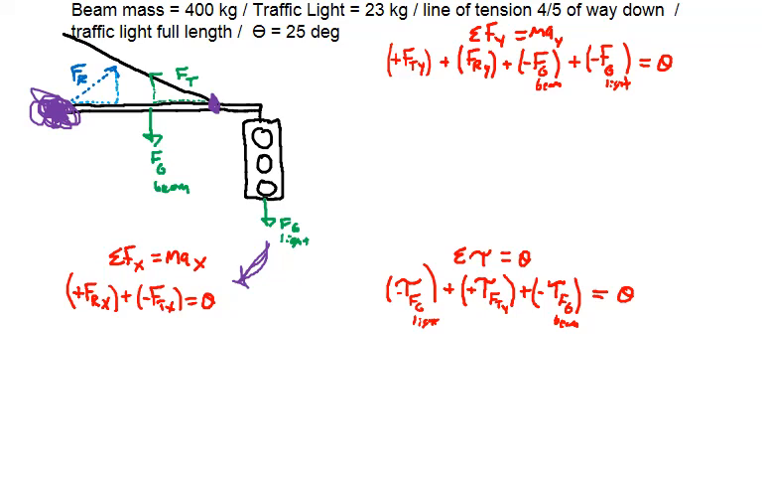So in this case, there's no torque caused by the reaction force because it's located at the axis of rotation. So we have the negative torque from the light, the positive torque from the force of tension in the y. So this is a positive torque, counterclockwise, and then the beam is a clockwise torque, so it's negative.